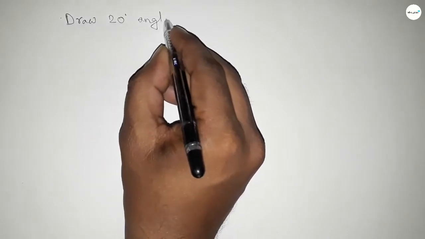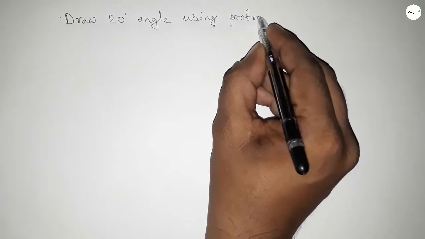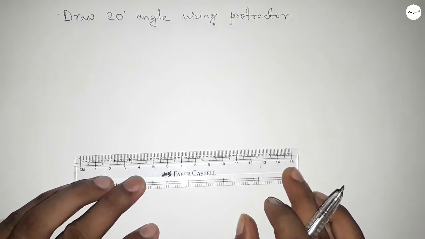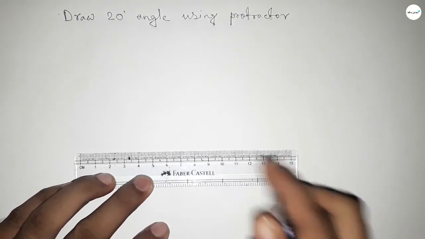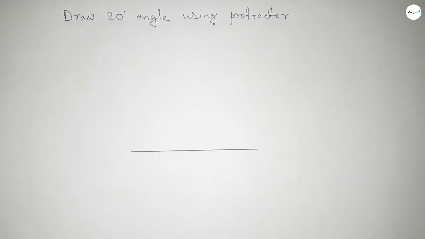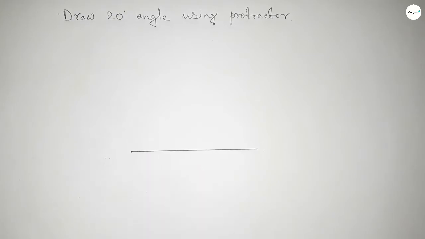Today in this video we have to draw a 20-degree angle by using a protractor. So let's start the video. First of all, draw a line of any length. Next, point here to draw a 20-degree angle.